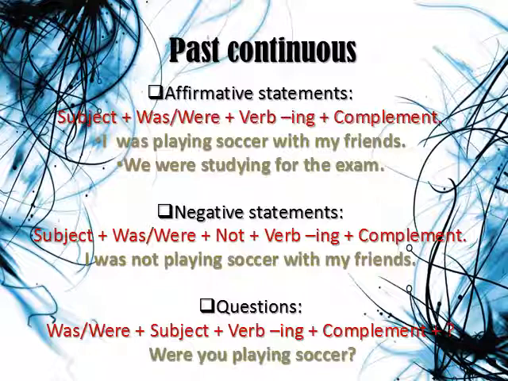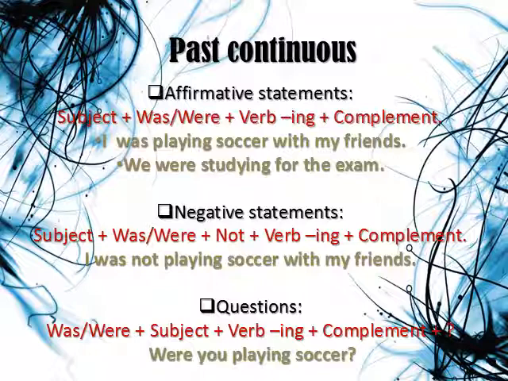I was playing soccer with my friends. We were studying for the exam. So here, when it comes to negative statements, it's easy. We can just add not after verb to be in the past. I wasn't playing soccer with my friends, or we were not playing soccer with my friends. And as you may know, we have the short form and the full form.